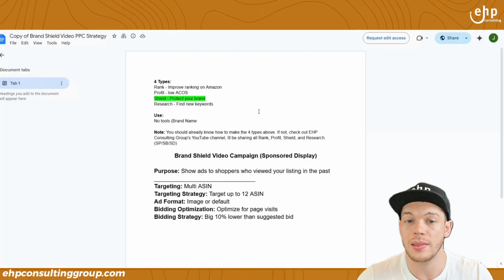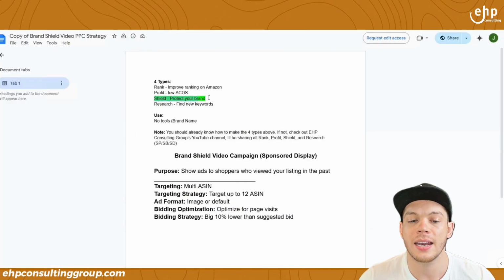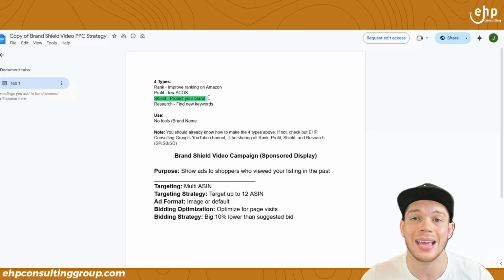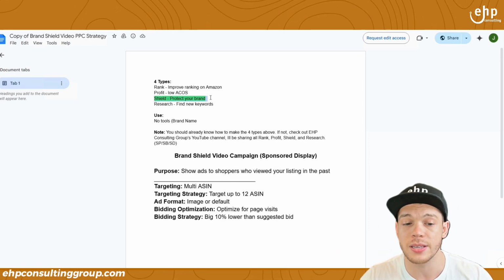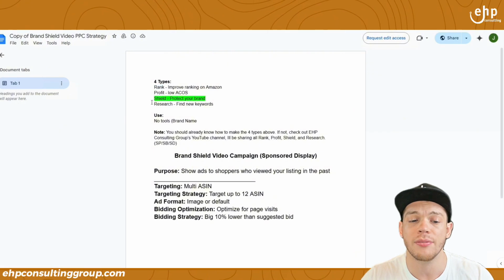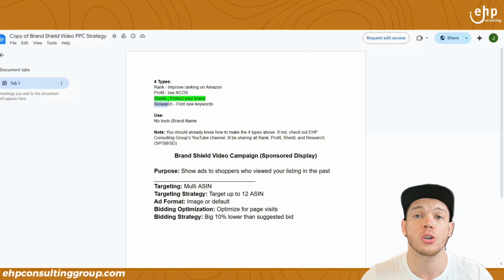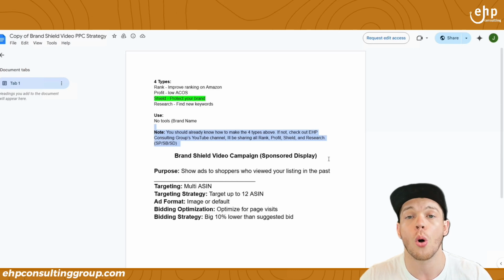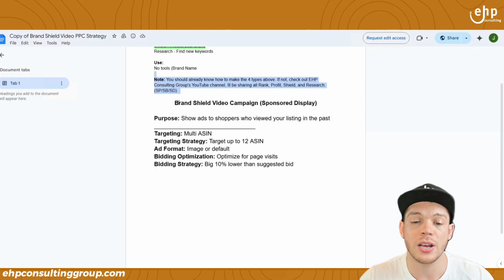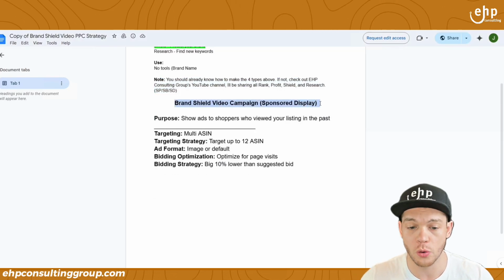This is the shield campaign that we're going to be creating today. And again, it's to protect your brand, and it usually has a low ACoS. There are 4 types of campaigns you can create on Amazon: a rank campaign, profit, shield, and research. You should know how to create them all. If not, feel free to check our videos on YouTube. And our brand shield video campaign is what we're creating today.